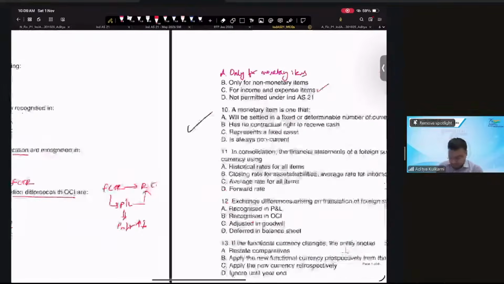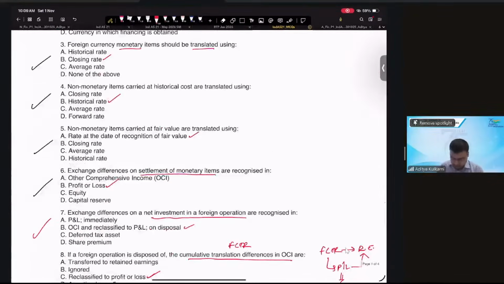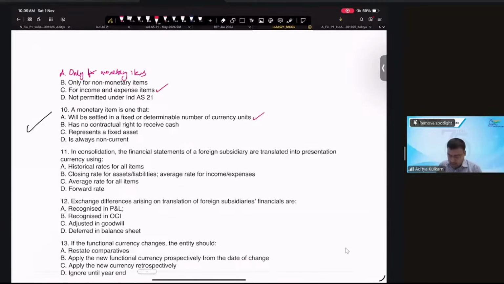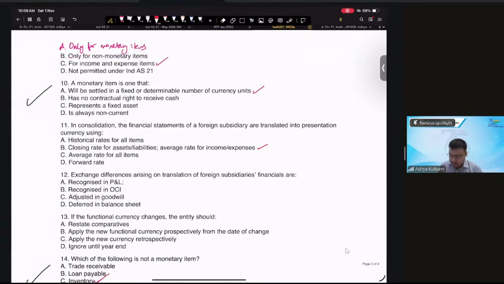Next. So this is done. Next. In consolidation, the financial statements of a foreign subsidiary are translated into presentation currency using which rates? B. Closing rate for assets and liabilities, average rate for income and expenses. Exchange differences arising on translation of foreign subsidiaries' financials, where do you show that?